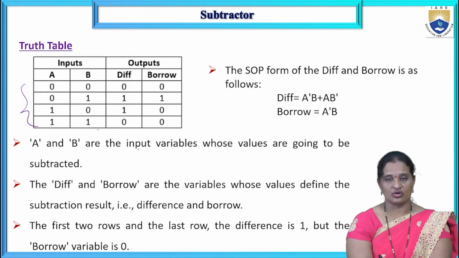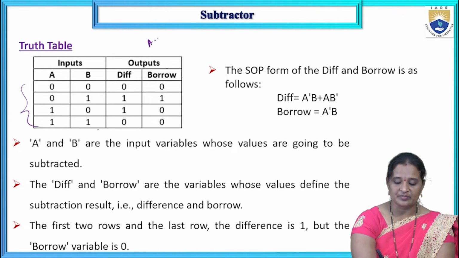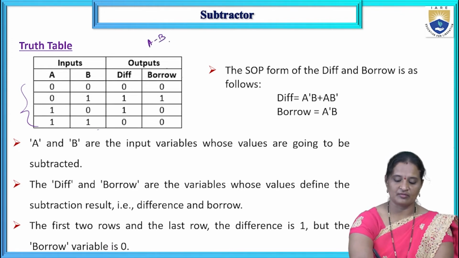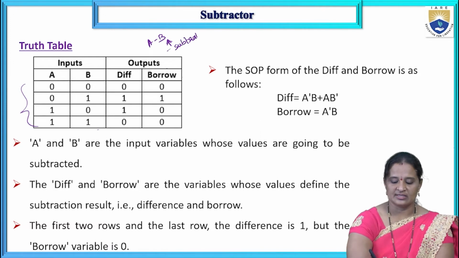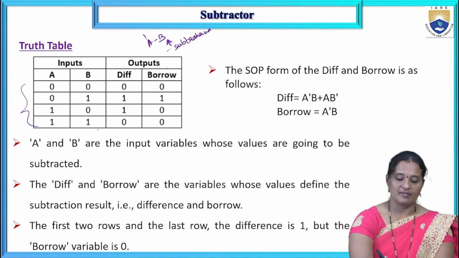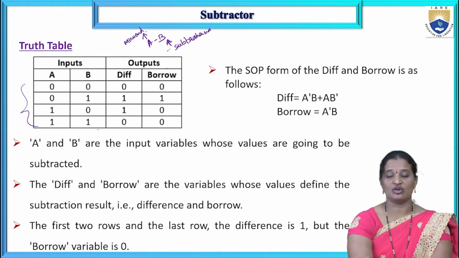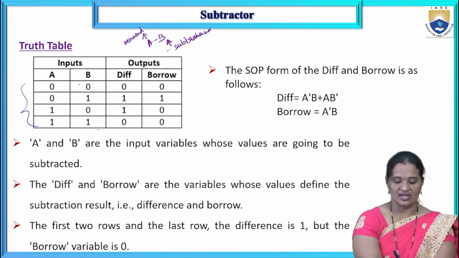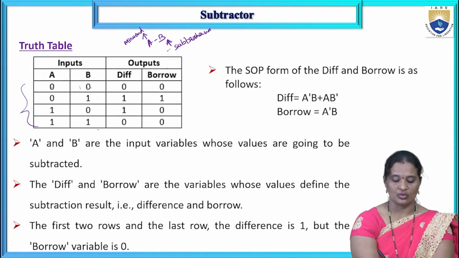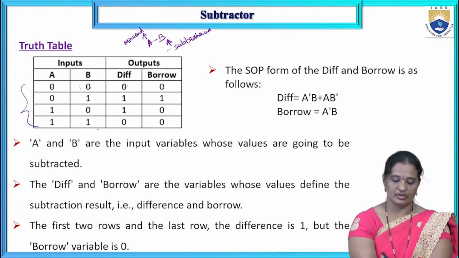And coming to the outputs, we have two outputs, difference and borrow. So what I'm doing, I'm just performing A minus B. Whenever we are performing A minus B, that means B is subtracted from A. The number which is subtracted is called as subtrahend, and from which we are subtracting is called as minuend. A is said to be minuend and B is said to be subtrahend. So now I am performing A minus B. 0 minus 0. So 0, difference 0, borrow is 0.